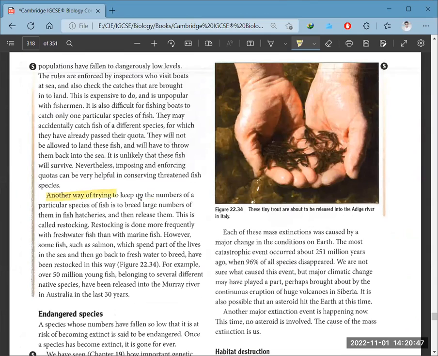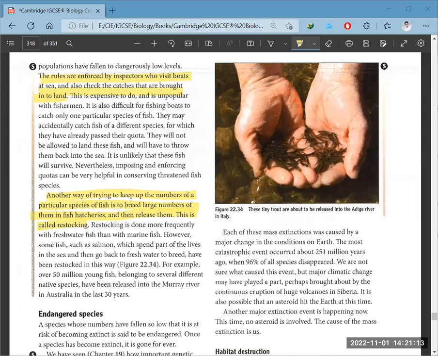Read this part, Amina. Quick. Another way of trying to keep up the numbers of a particular species of fish is to breed large numbers of them in fish hatcheries and then release them. The rules are enforced by inspectors who visit boats at sea and also check the catches that are brought into land. This is called monitoring. And this last part is called restocking.